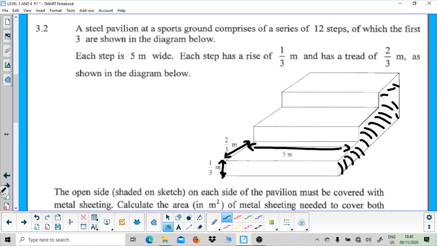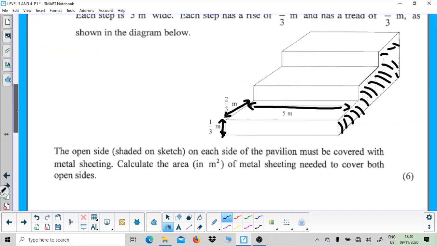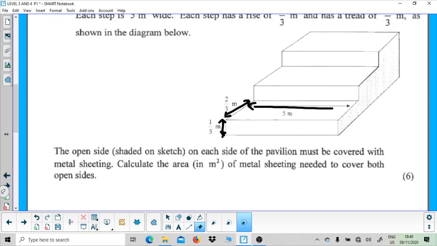You were supposed to find the area of the shaded sketch, the open side, which is the shaded part. It's supposed to be covered with a metal sheeting, and then therefore you were supposed to find the metal needed to cover both open sides. In other words, you need the area of both sides. To get the area of these sides, let me first of all get the area of one side.